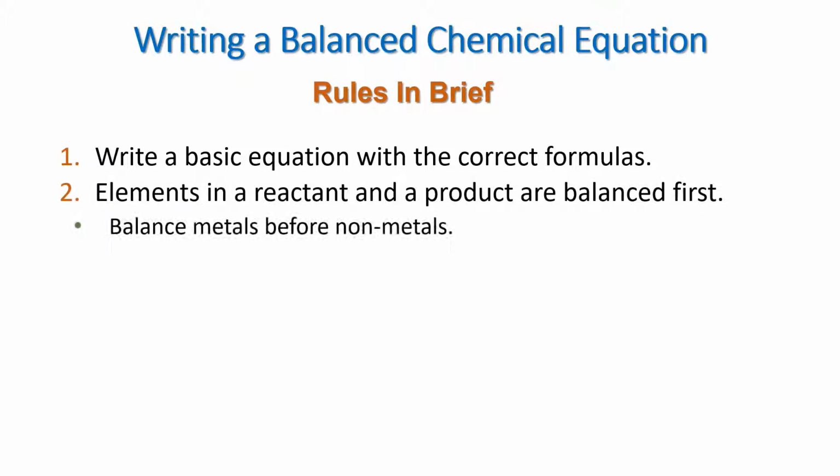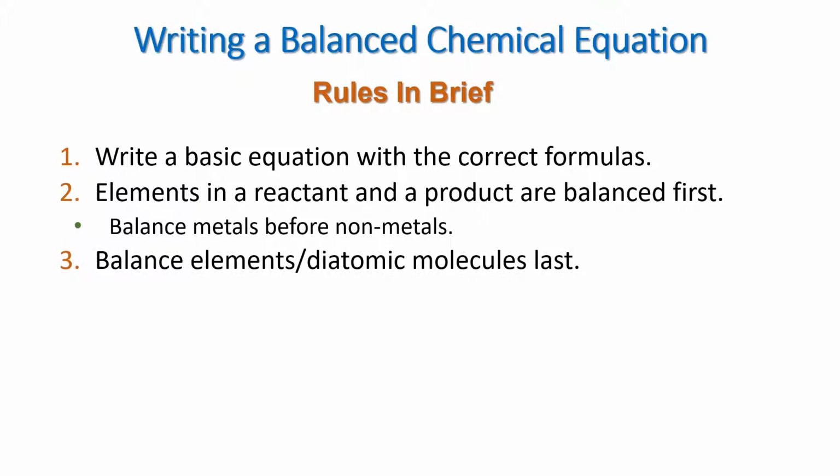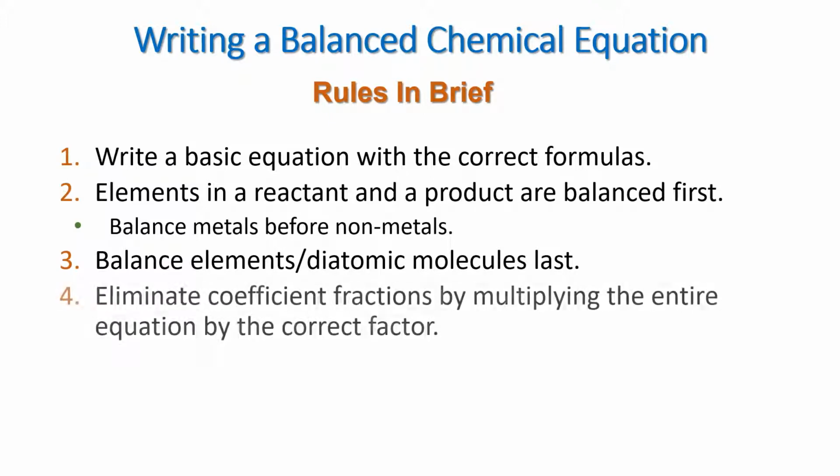Rule number two is to balance the elements that appear in both a reactant and product first. Now, if you don't have this sort of scenario in your equation, then you would start by balancing metals followed by nonmetals. Rule number three is to then balance elements or diatomic molecules. Now, it might seem that it would be easier to start with those, but in fact, it's not. You really want to work with these last.